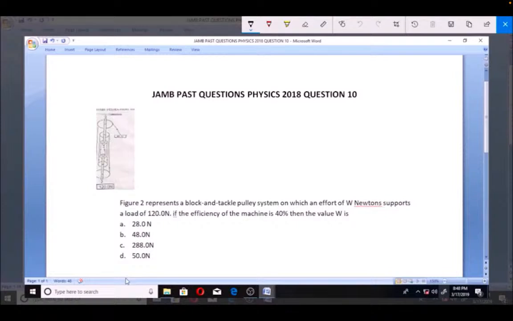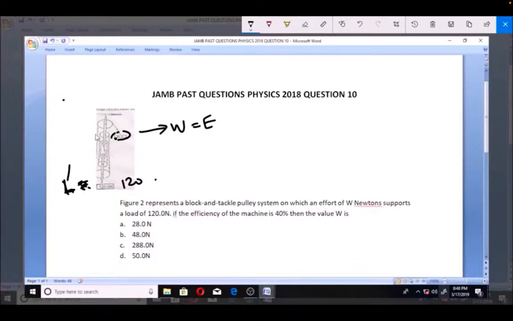So what is the value of W? This is the W here, the W from the question. This is the W and this is the load. So this is L. L is equal to 120. So take note of this. L is equal to 120. This is W, which is the effort. So this is the load, L, and it is equal to 120. Effort is W, and you are needed to find it.